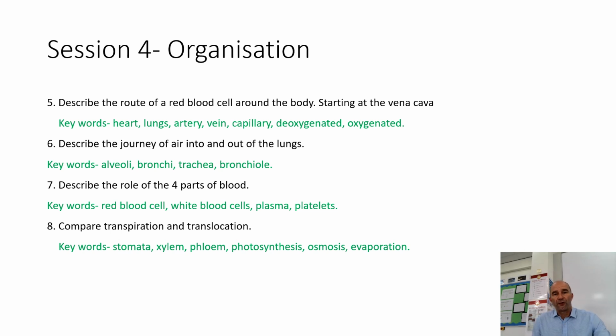And then number 7, you're going to describe the role of the 4 parts of blood. So the keywords are the 4 parts given to you: red blood cells, white blood cells, plasma, and platelets. What does each part of the blood look like? What does each bit actually do?